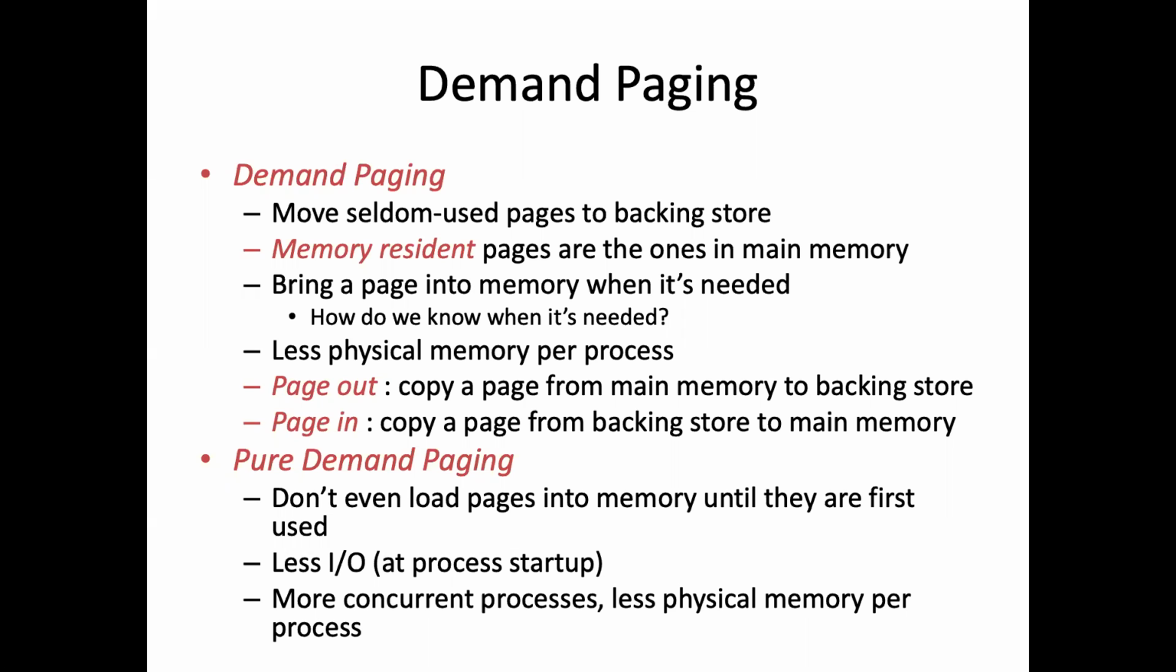What's the difference? With pure demand paging, when a process starts running, we won't even load that whole process into memory. Maybe we'll just load the page that contains main into memory. And then as the process tries to access pages that aren't memory resident, when it first tries to access that page, that's when it'll get brought into memory, but we won't load pages into memory until a process tries to access them. This could have some advantages.